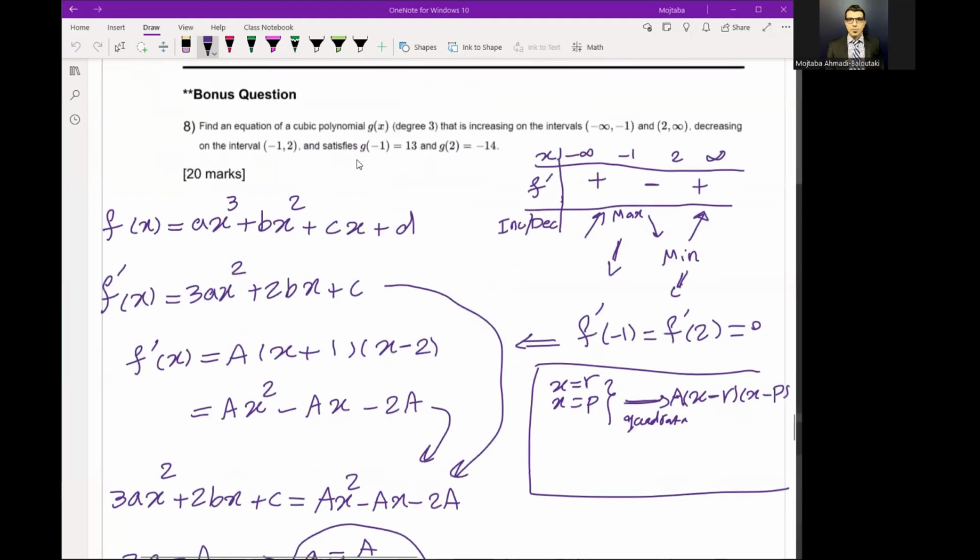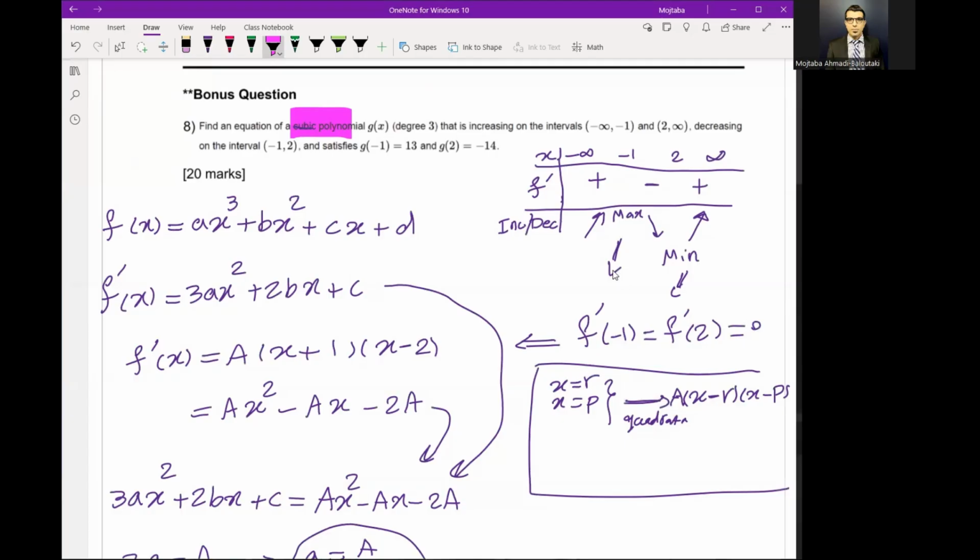Question 8. We have a cubic polynomial, third degree. It is increasing on these intervals: minus infinity to -1 is increasing, which means f prime is positive. And 2 to infinity is increasing as well. But it's decreasing between -1 and 2. There you go.